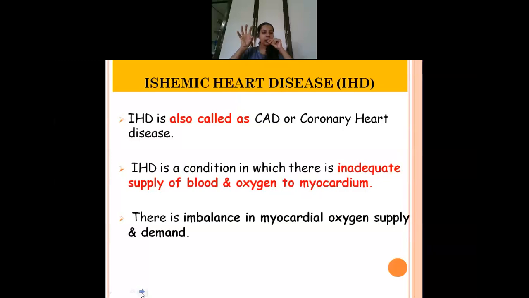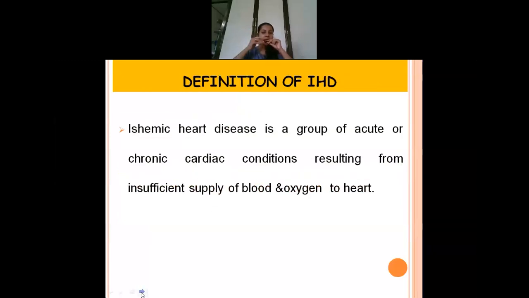And here what happens is, there is an imbalance in the myocardial oxygen supply and demand. Okay, the myocardium is not getting enough oxygen. Even though the demand is more, the supply of the oxygen is lesser, so there will be an imbalance between the supply and the demand. Okay, the definition of IHD is, it is a cardiac condition which results in insufficient blood supply or oxygen supply to the heart. That's all. Okay, so that is the definition of IHD. Ischemic heart disease is a cardiac condition which results in insufficient blood and oxygen supply to the heart.